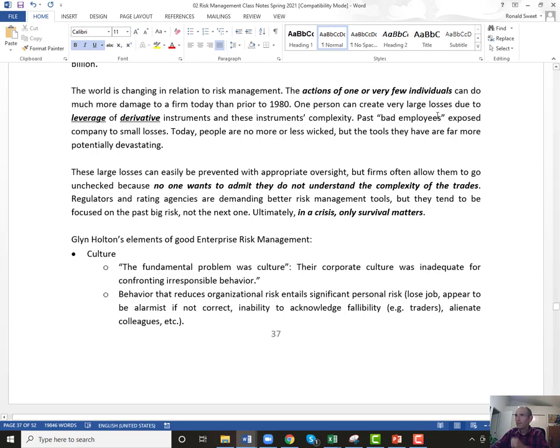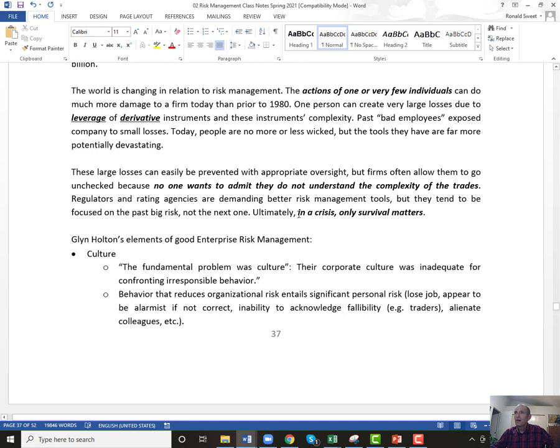So it's not that people are more unethical today. They may be. I don't know. I don't have any statistics on that. But it's that bad employees can do far more damage today than they could in the past. The losses could easily have been prevented with good oversight, but firms often don't do it. Why? Because of the complexity. No one wants to admit they don't know what they're doing. So regulators and rating agencies are demanding best risk management, but they tend to be focused on the last thing that went wrong, not on the next one.